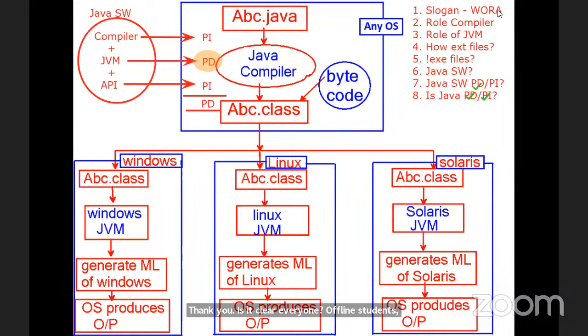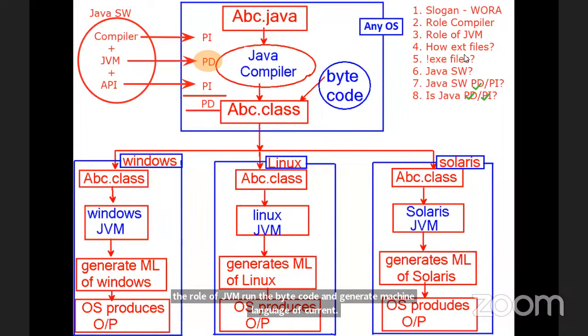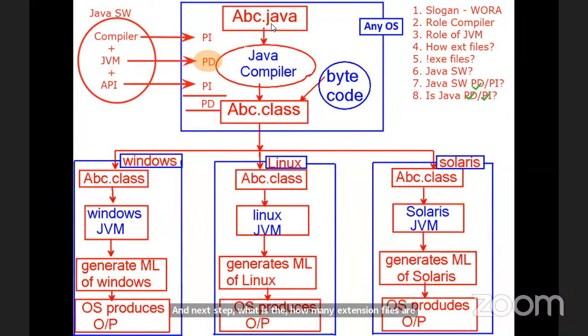What is the Java slogan? What is the role of the compiler? Compile, generate bytecode, save in a .class file. What is the role of JVM? Run the bytecode and generate machine language of the current OS. How many extension files are there in Java? 2 extension files. Number 1, .java. Number 2, .class. Why doesn't Java support exe files? Because it is platform dependent, not secure, and the Java programming language does not require a platform. Exe files are not used because the program is always downloaded from the server.